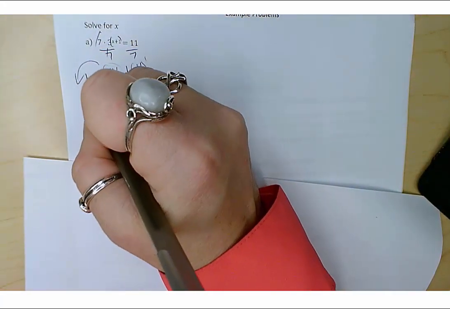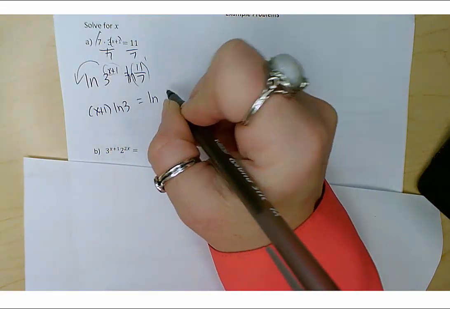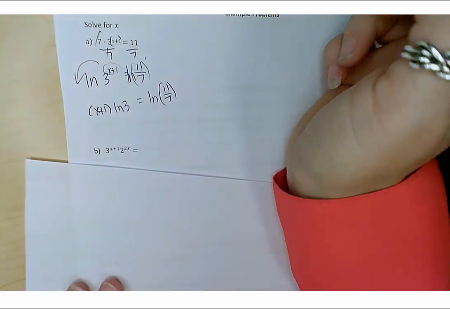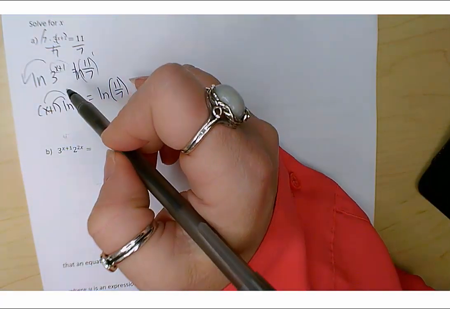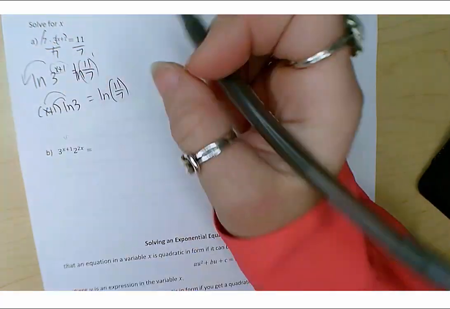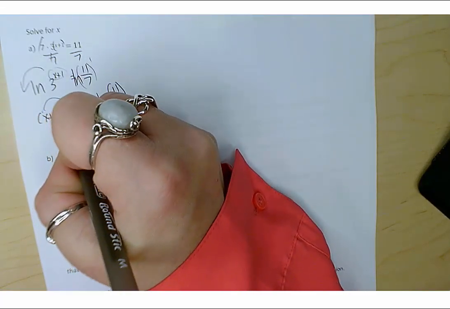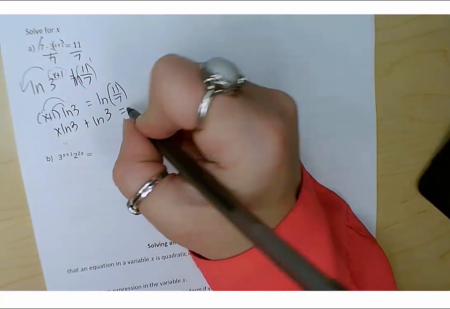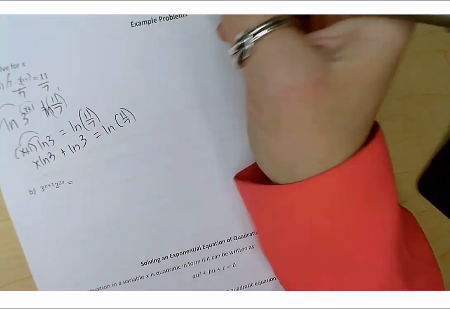So that's going to look like x plus 1 times ln of 3 is equal to ln of the 11/7. And we can solve this equation. Now we need to do some cleanup on the left-hand side. We need to go ahead and multiply that ln 3 by everything. So that's going to be x times the ln 3 plus 1 times ln 3, which is just ln 3. And that's going to equal that right-hand side, ln of 11/7.